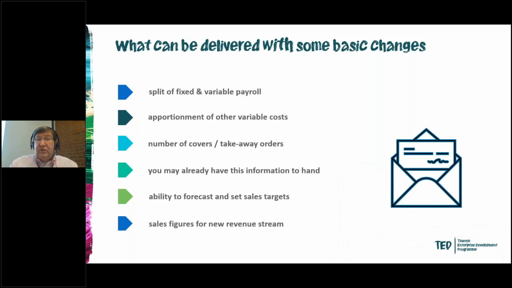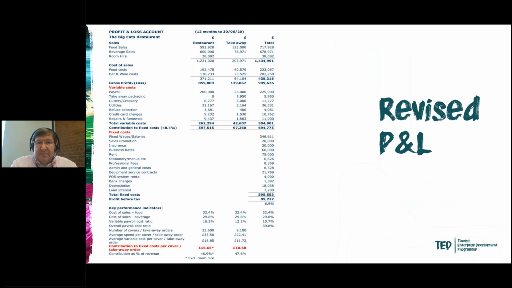So with those basic changes, splitting out your fixed and your variable costs, splitting out your sales by type, whether it's sit-in or takeaway, and adding in the number of covers, exactly the same information then can be used to present the accounts in a completely different way. So now it doesn't change anything here. It certainly doesn't change the bottom line. We still have £100,000 profit in this example.